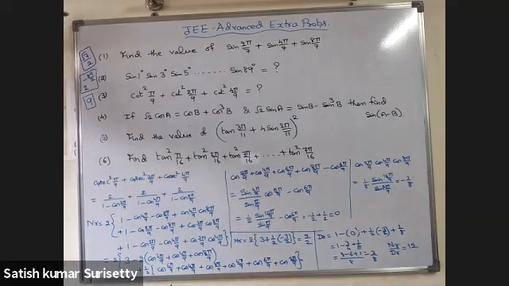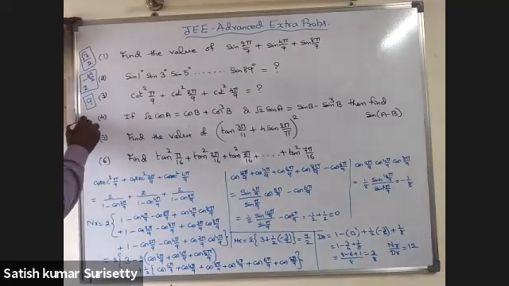Now the fourth problem: root 2 cos A equal to cos B plus cos cube B, and root 2 sin A equal to sin B minus sin cube B. Then find the value of sin of A minus B. The possible values, plus or minus 1 by 3, you will get.